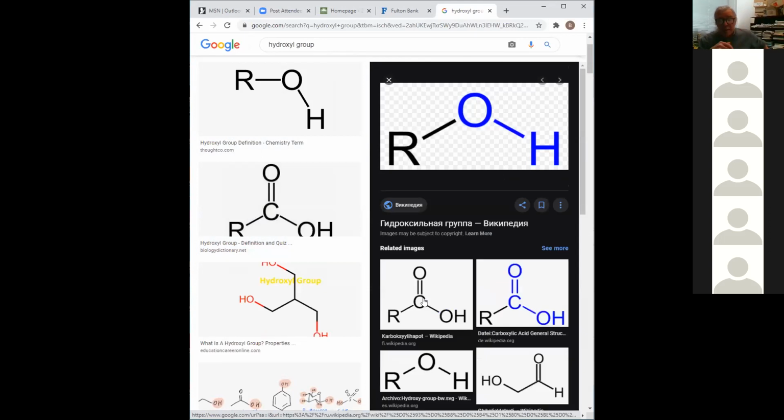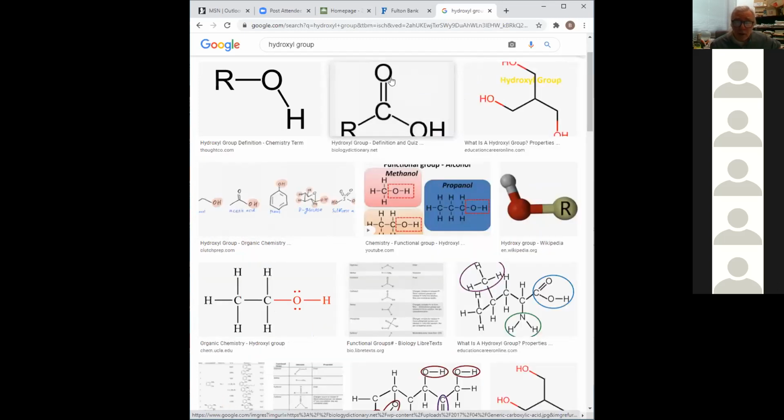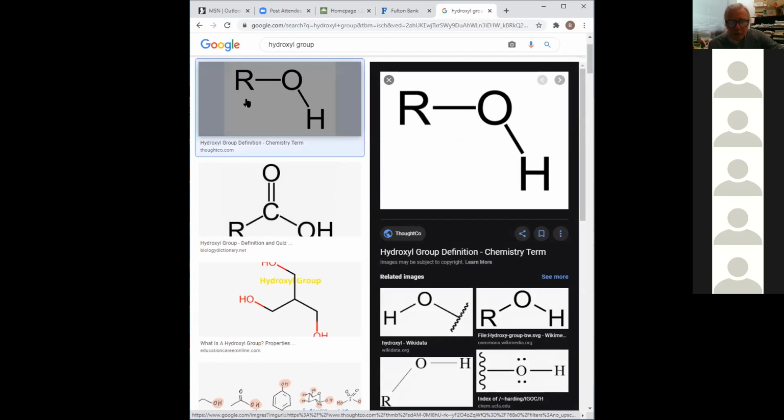So here's the thing about adding an OH to a molecule, how it profoundly changes it. And now we're going to get into what's called polarity. There are two types of covalent bonds. They're called full covalent bonds or non-polar covalent bonds, and then there are polar covalent bonds.